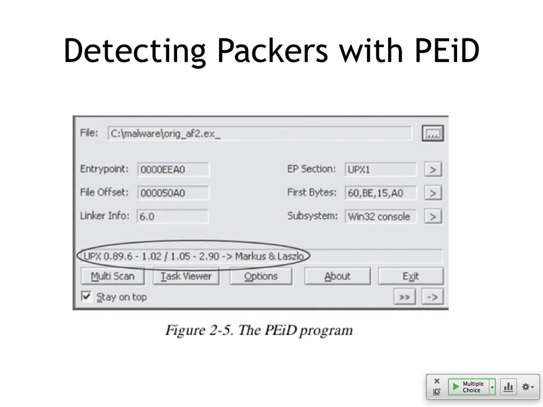PEID is a utility we'll use that just makes an attempt to identify the type of malware, and it will tell you if it's packed with a known packer. One of the common open source packers is UPX. So this will tell you this file is packed with UPX. You're going to have to unpack it before I can tell you more about it.